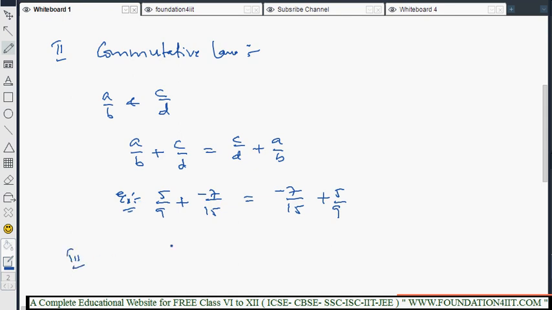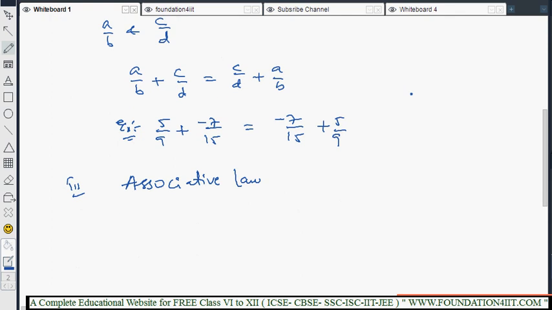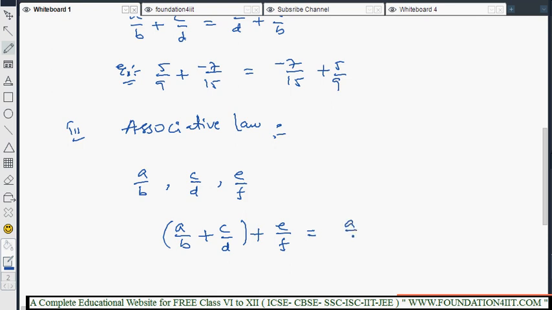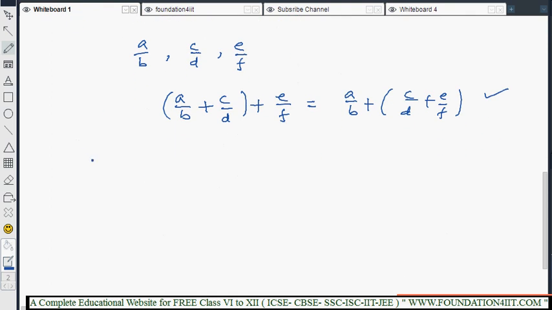So property 3 is the associative law, which also exists. Briefly I'll explain, not going too deep because you already studied these laws. For associative law we need to take three rational numbers: A by B, C by D and E by F. Then associative law says A by B plus C by D, add both and add to E by F, is also equal to A by B plus the sum of C by D plus E by F. So add the second and third first, then add the first rational number. Even though, it gives the same result. This is nothing but associative law, because the addition of rational numbers follows all these properties.